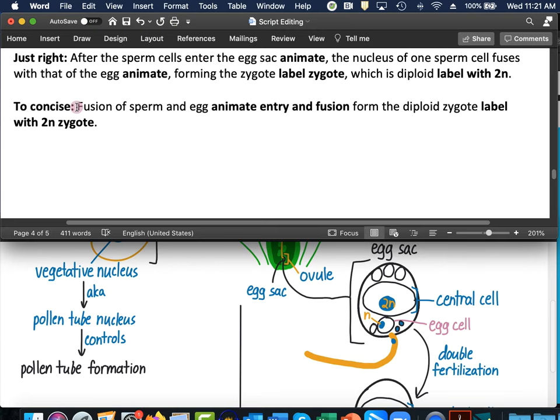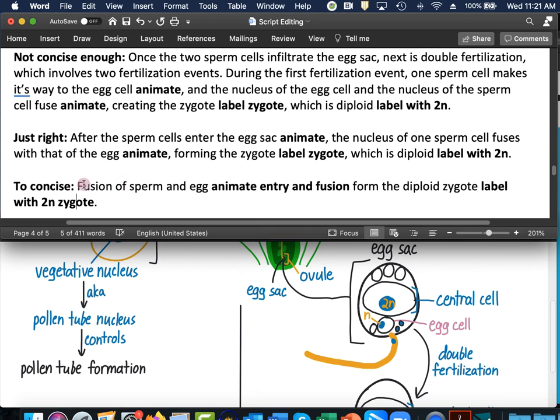But something that's too concise would be: fusion of sperm and egg, animate entry and fusion, form the diploid zygote, and label that. The reason this is too concise is because it forces me to show two things at once on the screen, both fusion of the sperm cell and egg cell and entry of the sperm into the egg sac. Because I've condensed this language so much, I have to show the entry of the sperm cells into the egg sac and the fusion of one of the sperm cells with the egg at the same time. And that's harder to follow for your students.